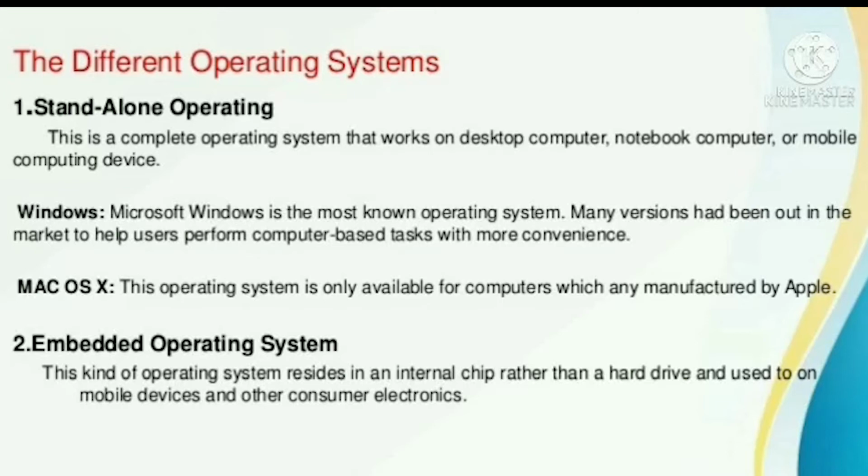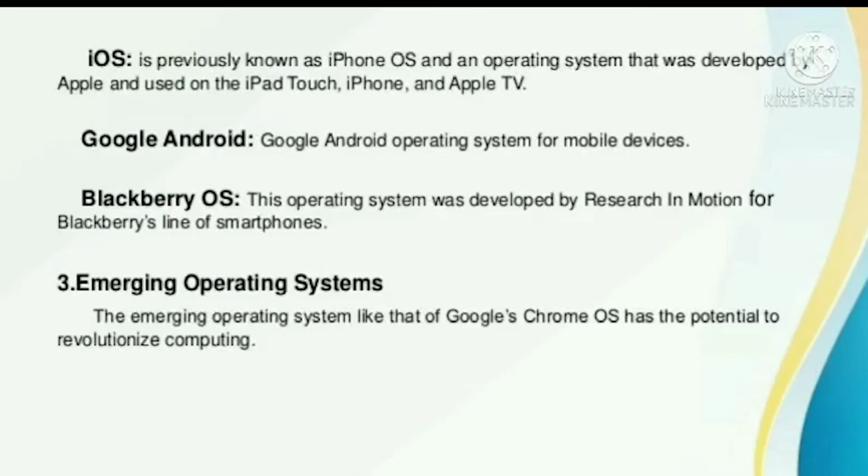Number 2 is embedded operating system. This kind of operating system resides in an internal chip rather than a hard drive and is used on mobile devices and other consumer electronics. The iOS, Google Android, BlackBerry OS are examples of embedded operating systems.